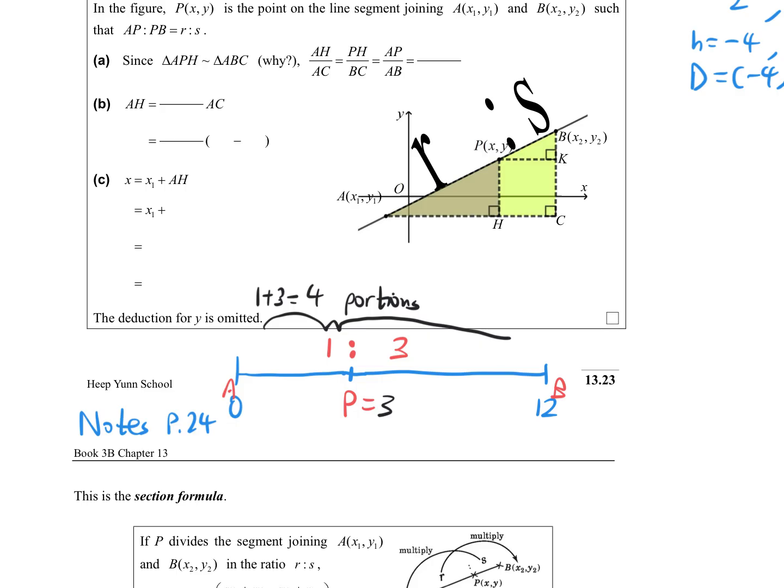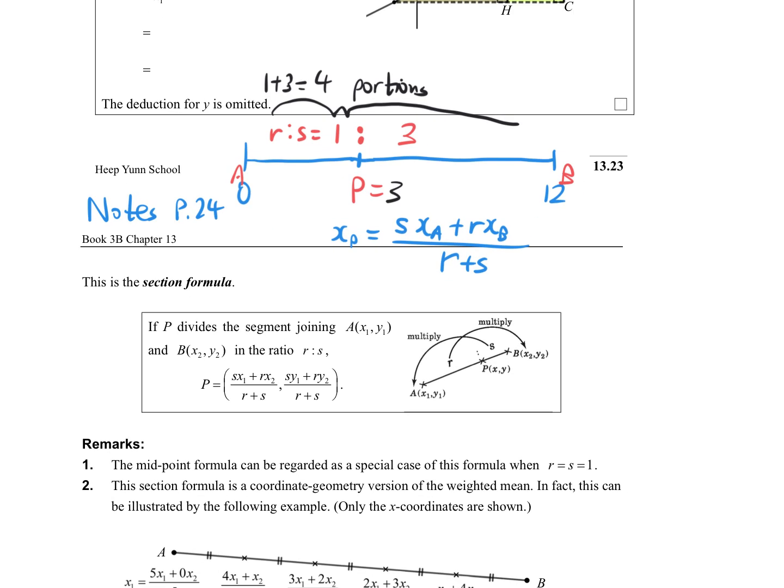And I'll now give you the formula. The formula looks like this. The x-coordinate of P, if I call this ratio R to S, it would be S times XA, and no need to copy because we are going to get that very soon. I just want to illustrate that before we actually drill into the formula. I want to show you, you are dividing into 4 portions. And then the 3 and 1 are each being multiplied to the value at one of the ends. So 3 times 0, 1 times 12. And that gives you the final answer of 3.